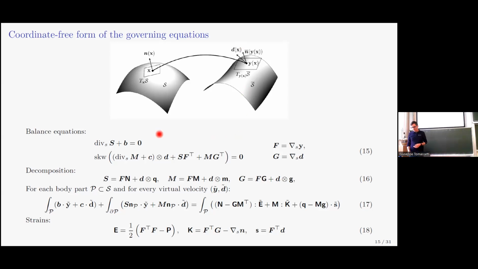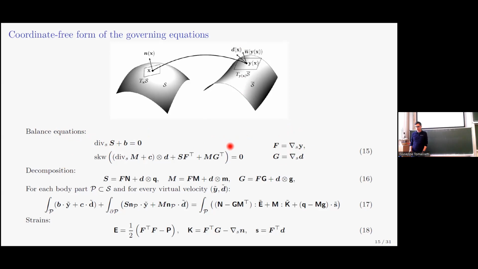So the balance of linear momentum is described by this equation, which is the standard one from continuum mechanics. So in this case, S is the Piola stress, B is the body force. So the superficial divergence of the Piola stress plus the body force is 0. This is quite standard. Again, capital F, using standard notation from continuum mechanics, is the gradient of the deformation.